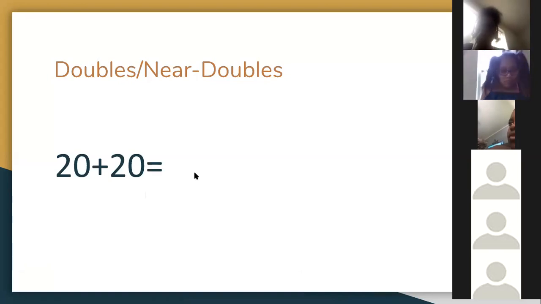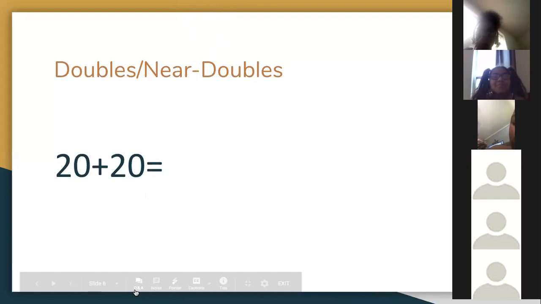So I heard someone say really quickly when they saw the screen, that's 40, right? 20 plus 20 is 40. Awesome. How did you know that, Nia? Because 2 plus 2 is 4, and 0 plus 0 is 0. Good, so you knew 2 plus 2 was 4.